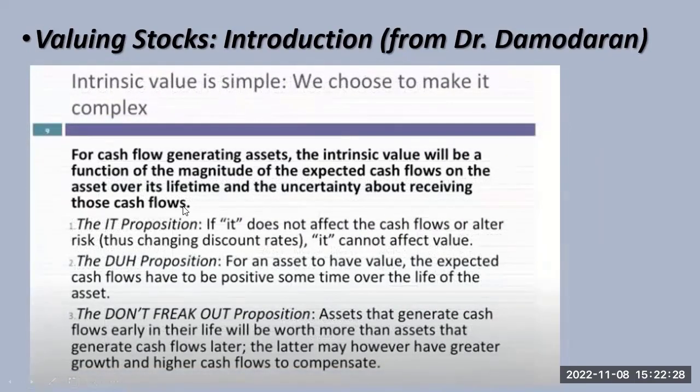So he says it's simple. I like what Warren Buffett says: finance is simple, but not easy. The concept's simple, but actual execution is quite complex. For cash flow generating assets, the intrinsic value will be a function of the magnitude of expected cash flows on the asset over its lifetime and risk, the uncertainty about receiving those.